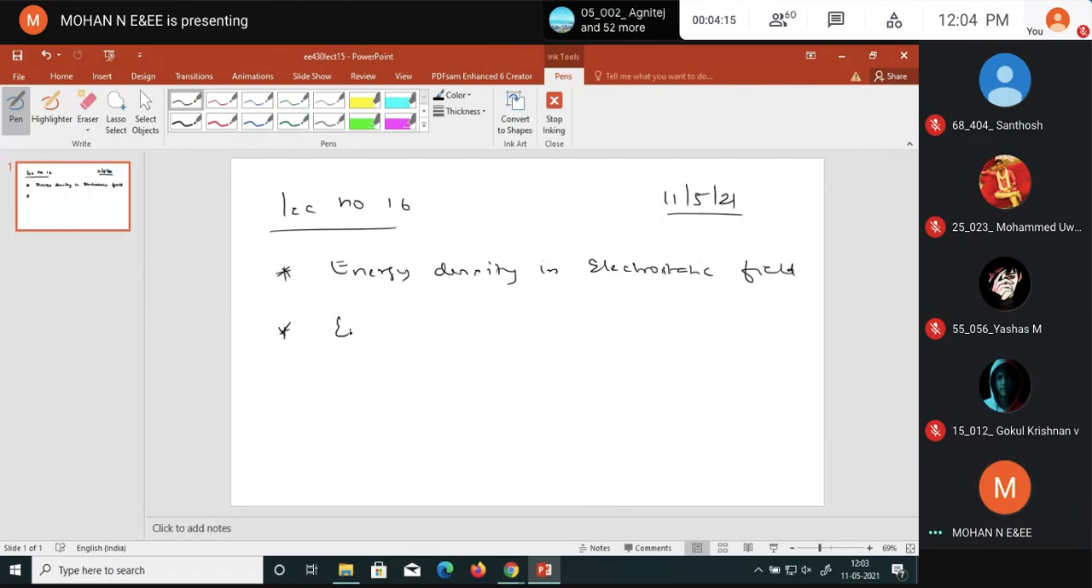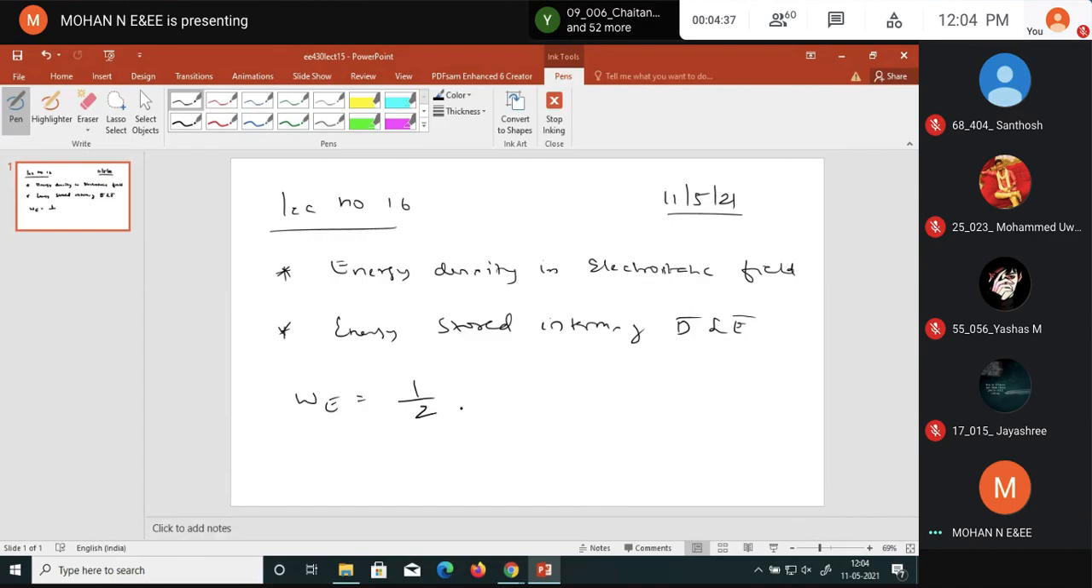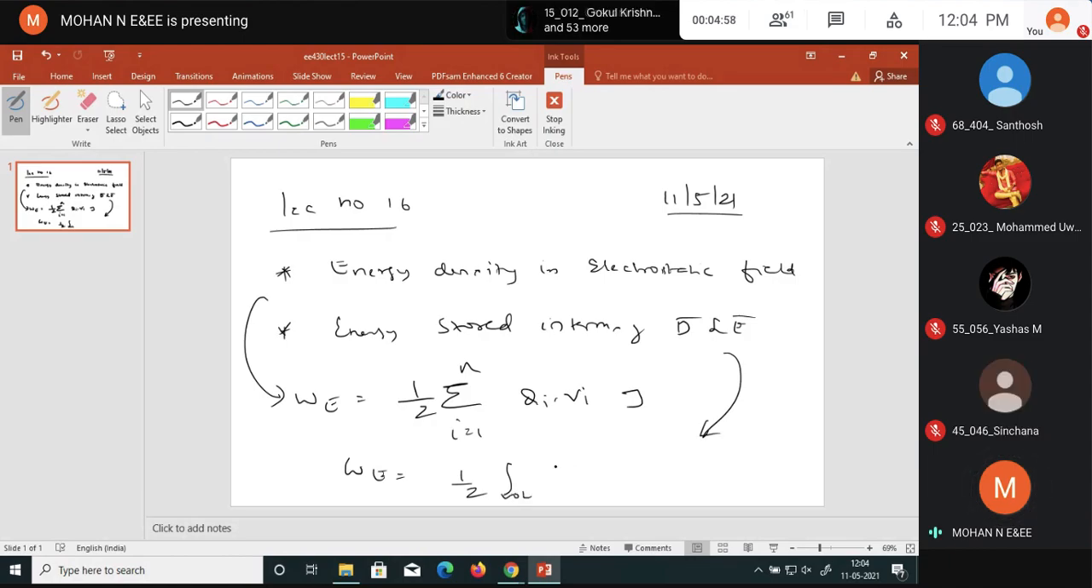Energy stored in terms of D and E vector. So the energy density is given by WE, which is equal to half into the summation of i equal to 1 to N of Qi into Vi joules. So this is the energy density. Energy stored in terms of D and E is WE equal to half into the volume integral of epsilon naught E square dV joules in terms of E, which you can convert into D by using the flux density relationship.